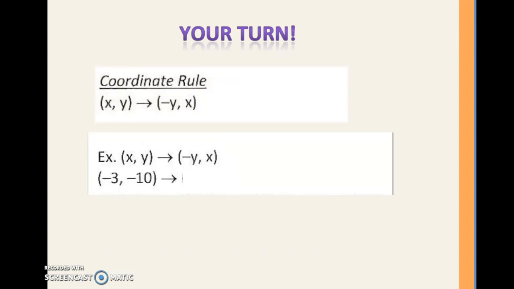Pause the video and give this one a try. Okay, let's see what you got. So you have -3, -10. So the first thing you want to do is make your y the opposite. So when you make that y the opposite, you get -3, 10. Your -10 became +10. Now you're going to switch your x and your y coordinates. When you do that, you're going to have 10, -3.